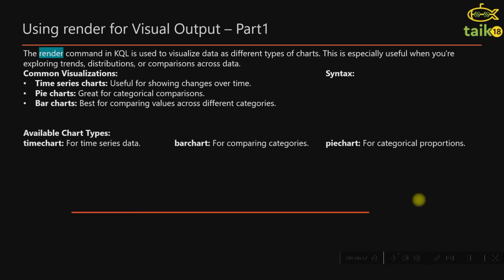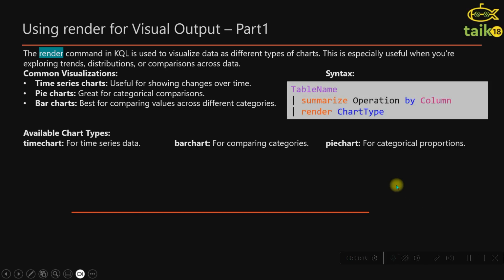So we have a function in KQL which is basically the render. This actually helps to visualize the data in different chart formats. There are some common visualization options available, like the time series chart, where you can show the trend over time, and the pie chart, which is great for categorical comparison. There is also a bar chart available, where you can compare values across different categories.